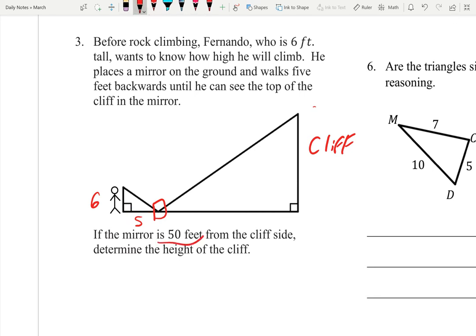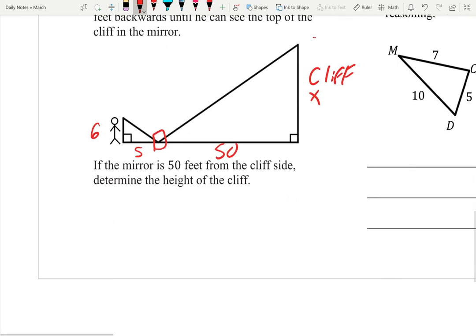And if the mirror is 50 feet from the cliffside, so the distance from the mirror to the cliffside is 50 feet. So this is 50. What's the height of the cliff? The height of the cliff is x. It's what we don't know. So we're going to set up our proportions.